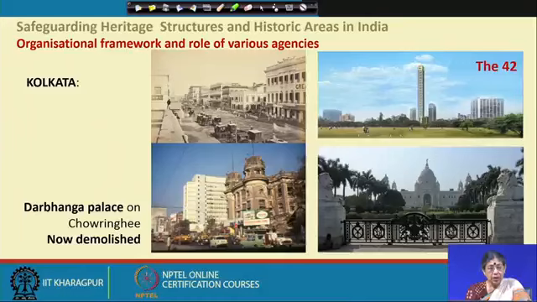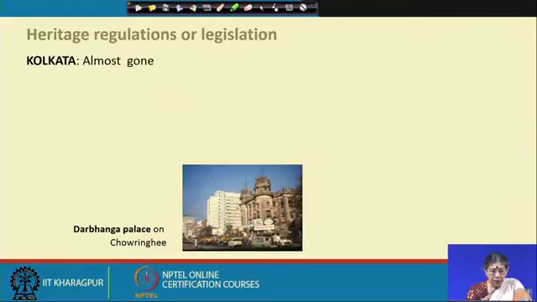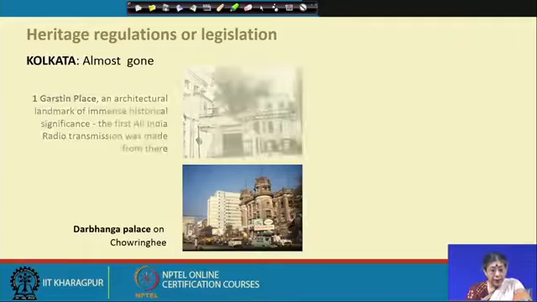Not only for this structure, but there are many other places in Calcutta which have heritage resources. So, let us see what has happened. Now, the Darbhanga Palace is not there, as I said, because at that time the listing was not in place.